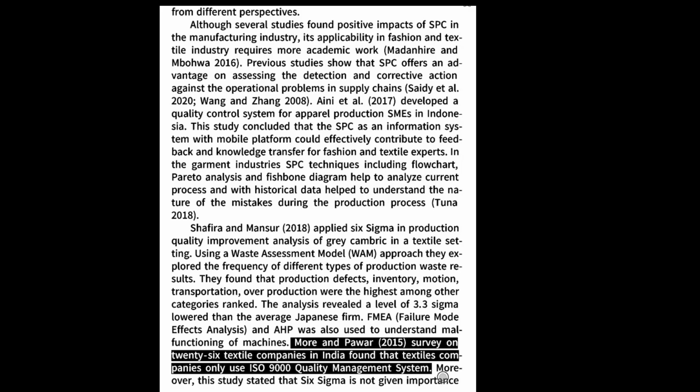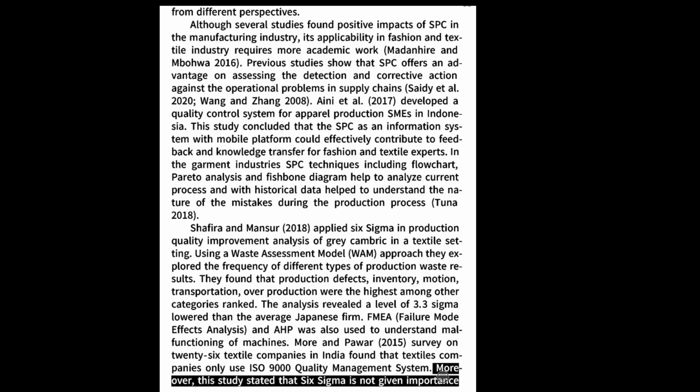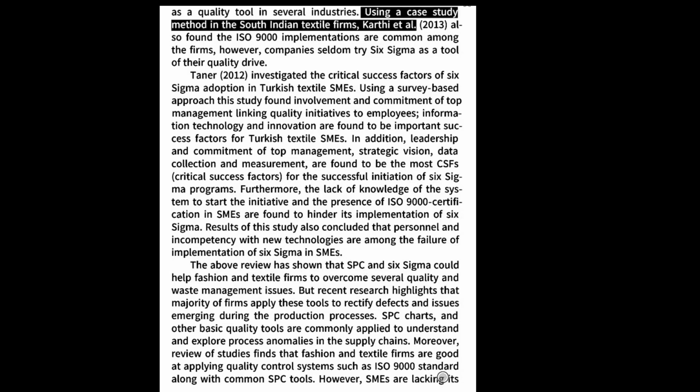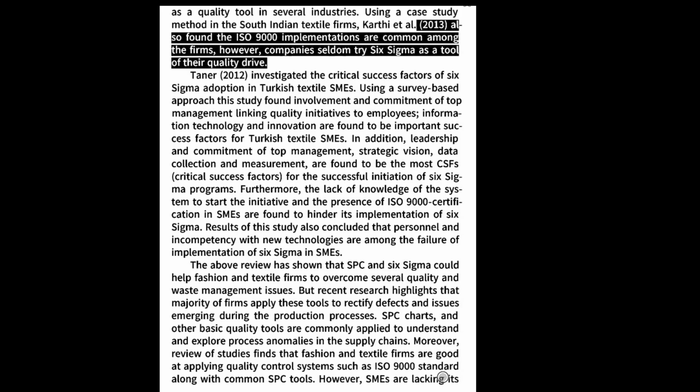Moore and Pawar 2015, in a survey of 26 textile companies in India, found that textile companies only use the ISO 9000 quality management system. Moreover, this study stated that Six Sigma is not given importance as a quality tool in several industries. Using a case study method in South Indian textile firms, Karthi et al. 2013 also found that ISO 9000 implementations are common among the firms. However, companies seldom try Six Sigma as a tool of their quality drive.